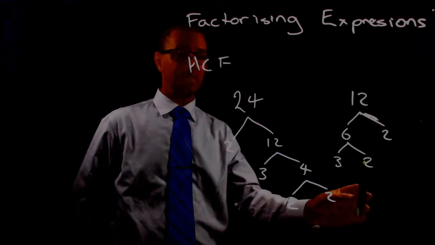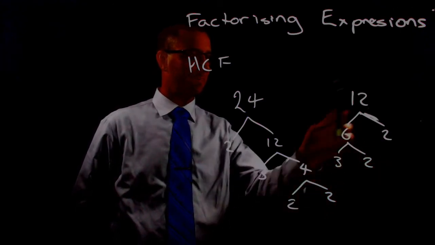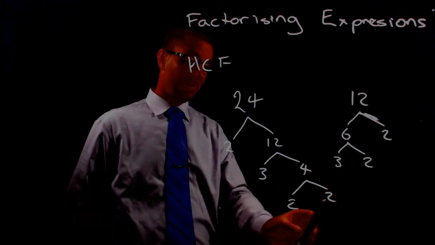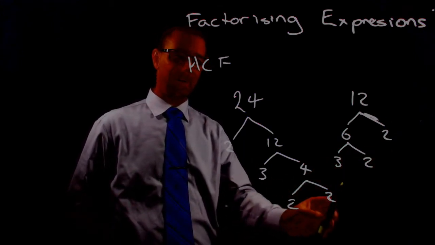3 times 2 would give us 6. 6 times 2 would give us 12. And so we've ended up with our prime factors for 12. And you can see that these are the same 3 prime factors over here on the right-hand side.